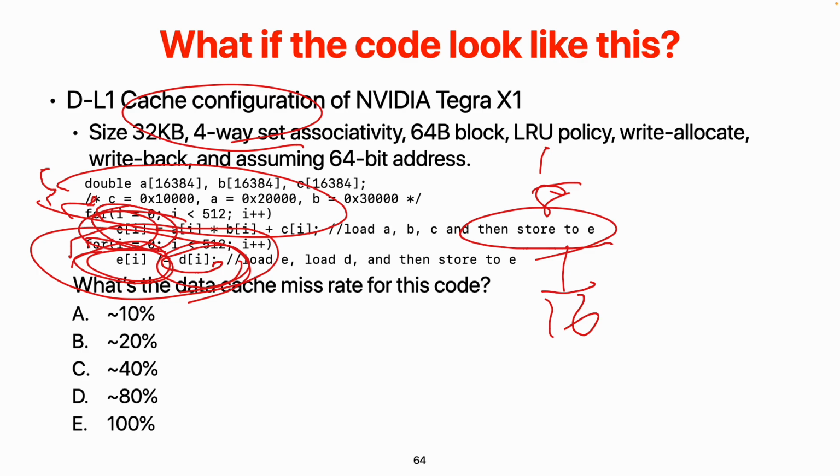So shouldn't you? So here's the thing, another question, right? We have 32 kilobytes. We have 512 elements to traverse. Are we going to have capacity misses?